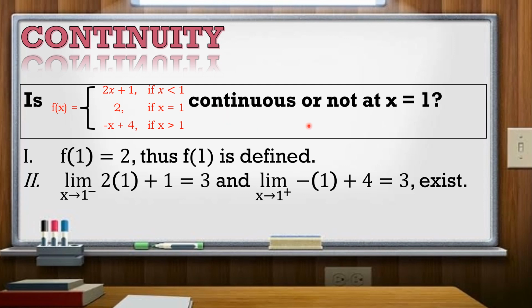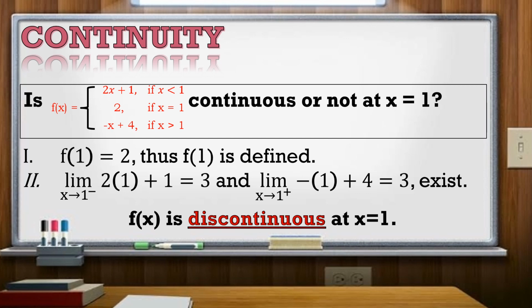Are they the same? In step 1, we got 2. In step 2, we got 3 as the limit. Are they the same? No, they are not equal. Thus, f of x is discontinuous at x is equal to 1.